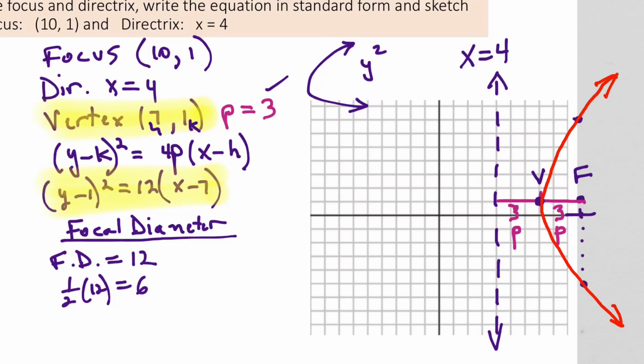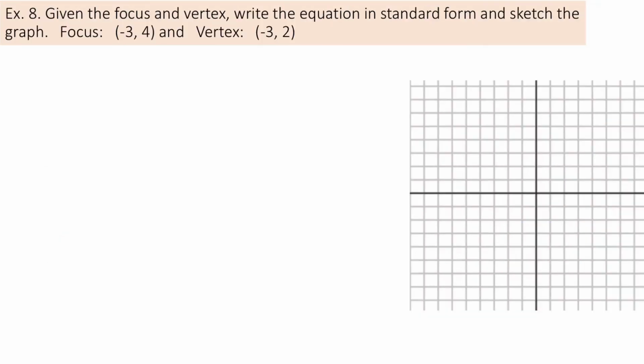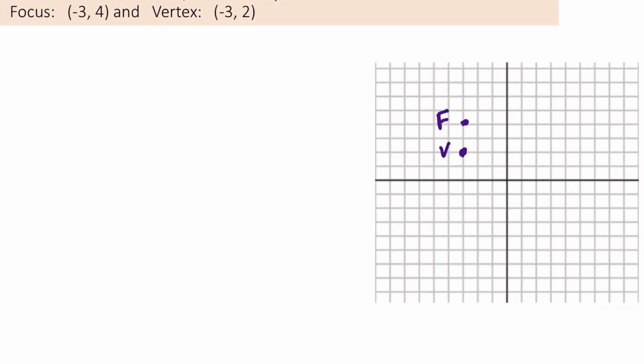So let's try one more problem. Okay, so in this problem it says you're given the focus and the vertex. So not the focus and the directrix like last time, but the focus and the vertex. Write the equation in standard form and sketch the graph. So here's our focus, here's our vertex. So let's put those two dots on the graph so we can figure out which way this is going. So I plotted those 2 points. There's the vertex and the focus.